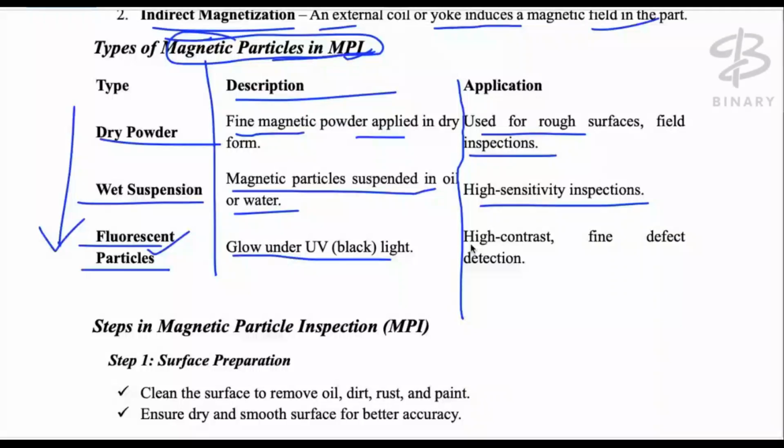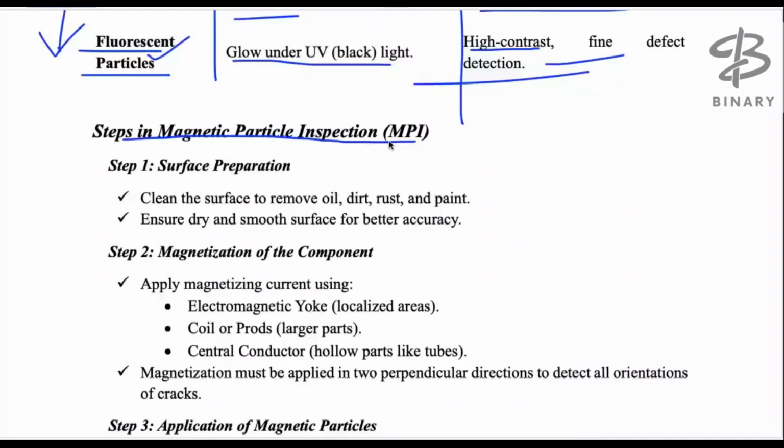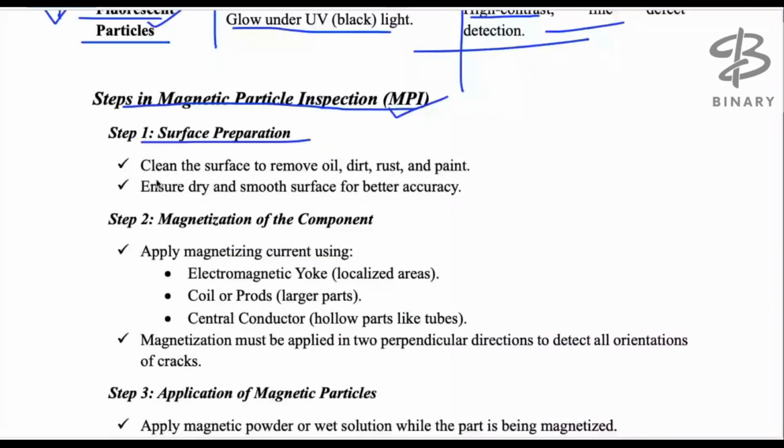Steps in magnetic particle inspection, MPI. What are the steps that we take during the MPI technique? First one is the surface preparation. Clean the surface, remove the oil, dust, rust, and paints.